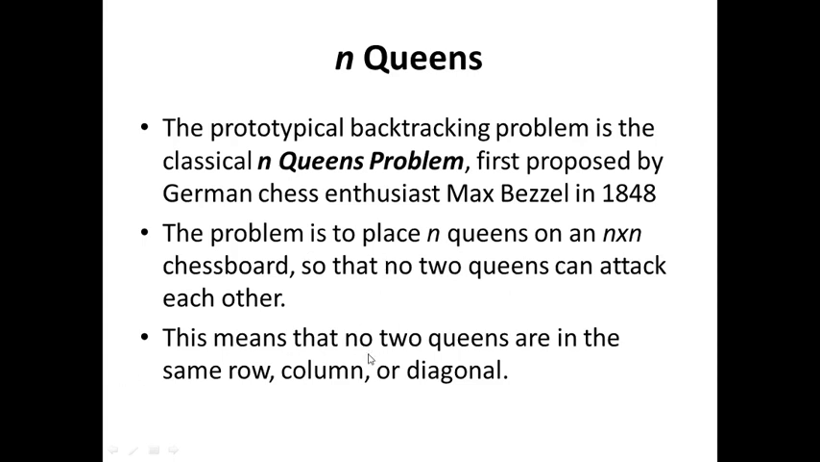This means that no two queens are in the same row, column or diagonal. If they are in the same row, column or diagonal, they are in attacking positions. I hope I'm clear to you. This is the bounding function. This is the problem with a bounding function, that is the problem statement for backtracking.